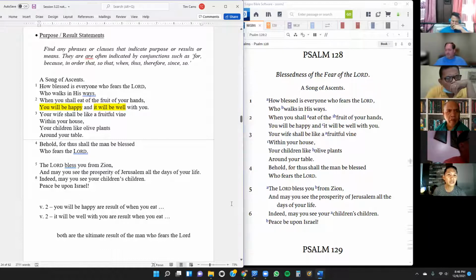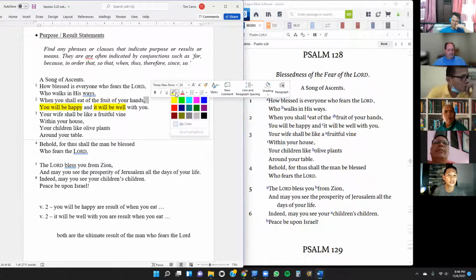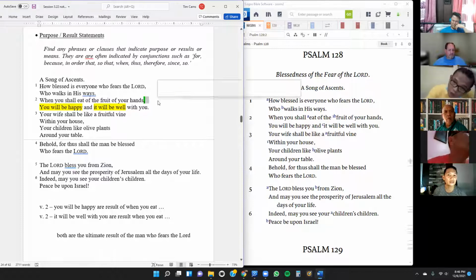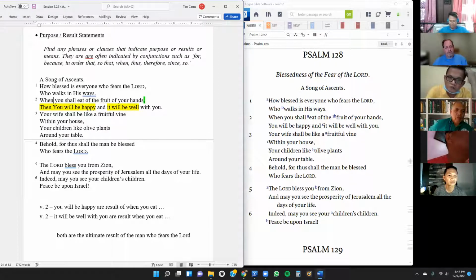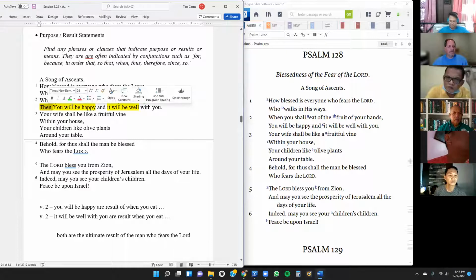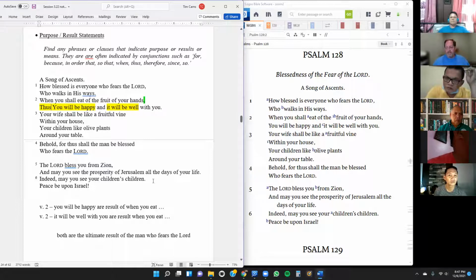Does that make sense, others? Pastor Tim, you're basing it on the comma? Because there's a comma before hands. I think the conjunctions are implied. Yeah, the idea is implied. They weren't written explicitly. Because if it had said, how blessed is everyone who fears the Lord, who walks in his way, and then it said something like, then you will be happy and it will be well with you when you eat the fruit of your hands. Something like that. Or thus, which by the way, there is a thus later in this passage, right? There's another result statement.